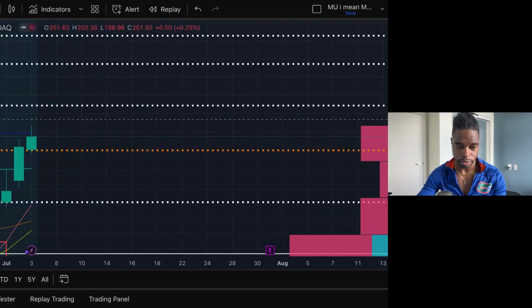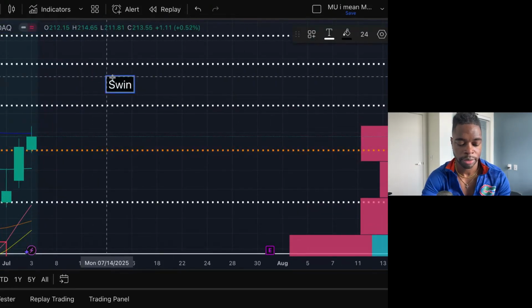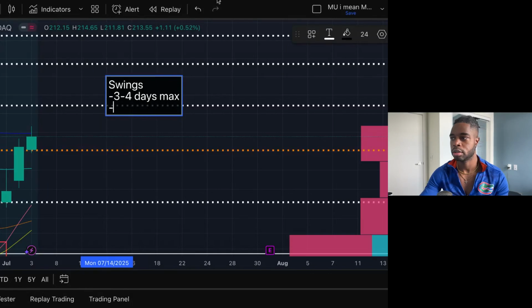So swings depend on how long you want to hold the swing. Typically my swings are 3 to 4 days maximum. A lot of the time I'll get in right at the breakout, so it's usually a 2 to 3 day hold on my swings, but my swings are typically 3 to 4 days max. But really, what are the 5 things that I'm looking for? And I wrote these things down.